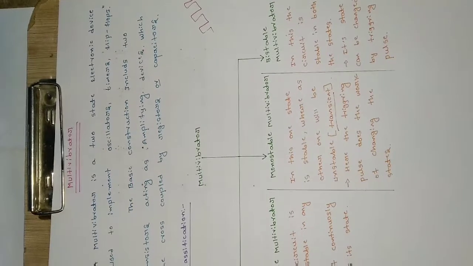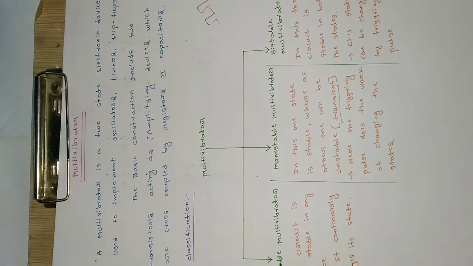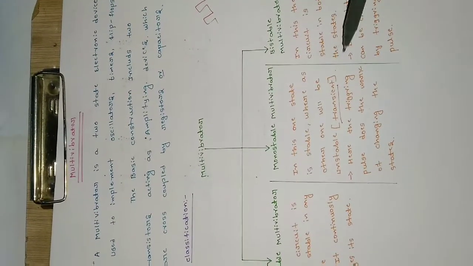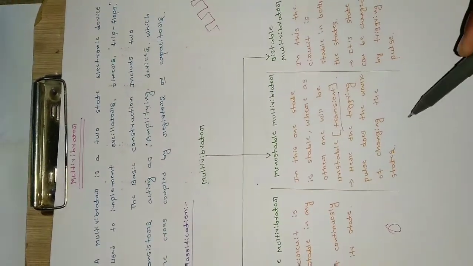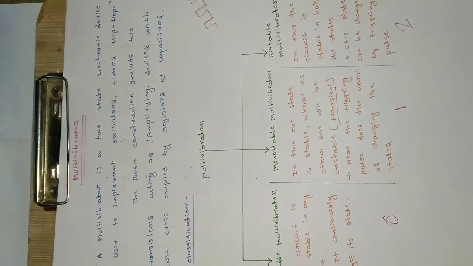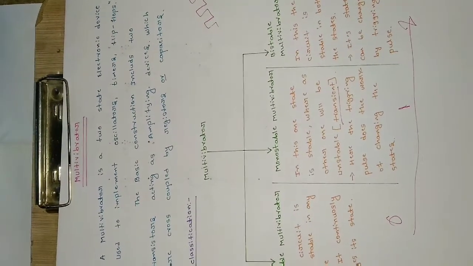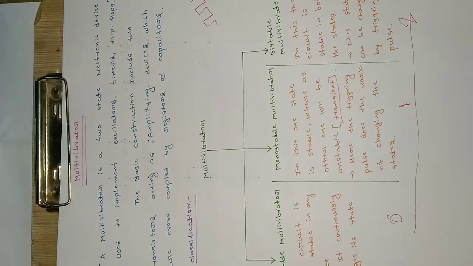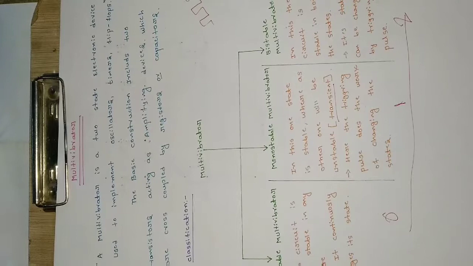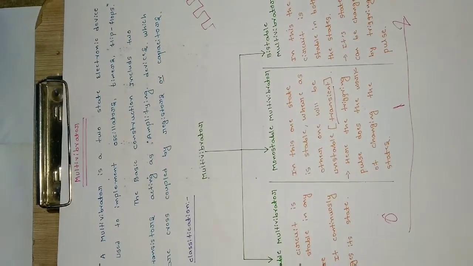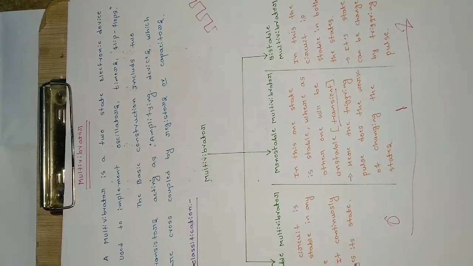Okay, so the last one is bistable multivibrator. Bistable indicates two, so it has got two stable states. So astable has got zero stable states, monostable has got one stable state, and bistable has got two stable states. This sequence you should remember. In the bistable, the circuit is stable in both the states, and its state can be changed by triggering the pulse. Here the circuit is stable in the high state as well as the low state, so it can remain in the high state as well as the low state.